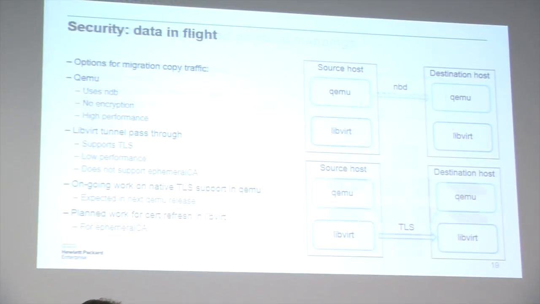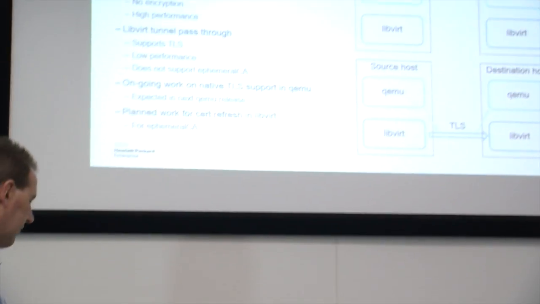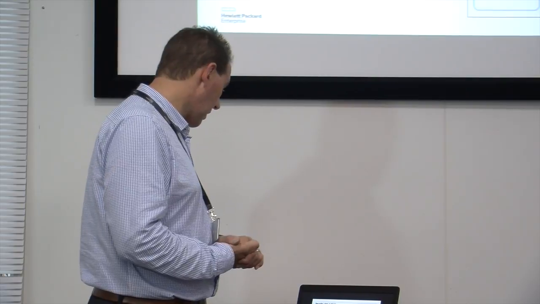Yeah, that's right. Security of data in flight. QEMU uses NBD to do its copying, a network block device, which is very quick, but not particularly secure. It doesn't use any SSL over the network. libvirt uses TLS, but it's slow. And also libvirt doesn't refresh its certificates without stopping the libvirt process. So if you want to refresh certificates, you have to stop the libvirt process.